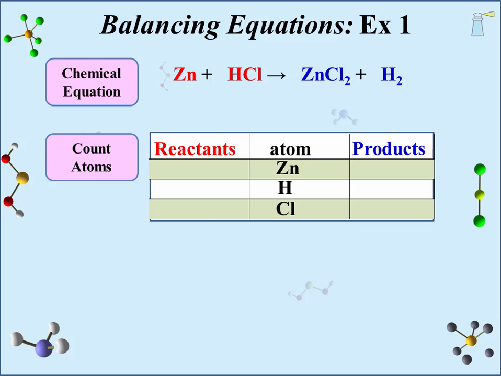Are there any additional elements in the chemical reaction that we have not included in the table? No, that's all of them. Now we count them up. On the reactant side, how many zincs do we see?